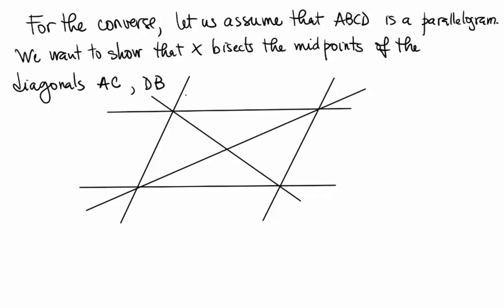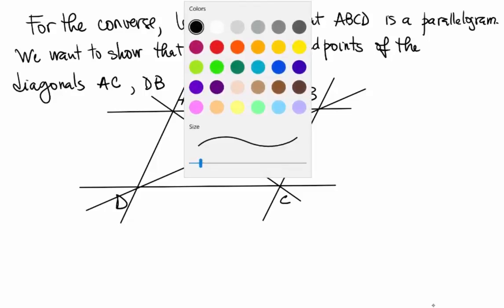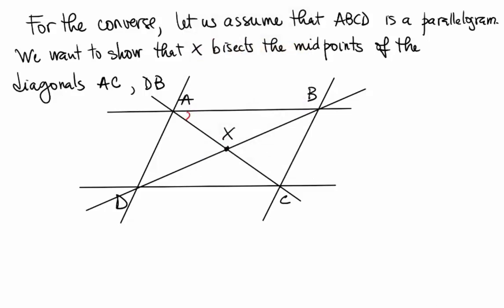Okay, so call these A, B, C, and D. So we assume that A, B, C, and D is a parallelogram. And we want to show that X, this point here, bisects the midpoints of diagonals AC and DB. So to make the presentation a little easier to follow, I'm going to label these angles alpha here and beta, and this one here is mu, and I'll call this one here eta.